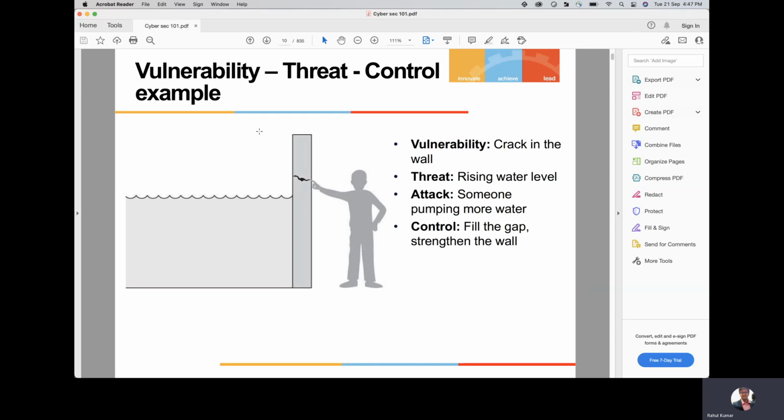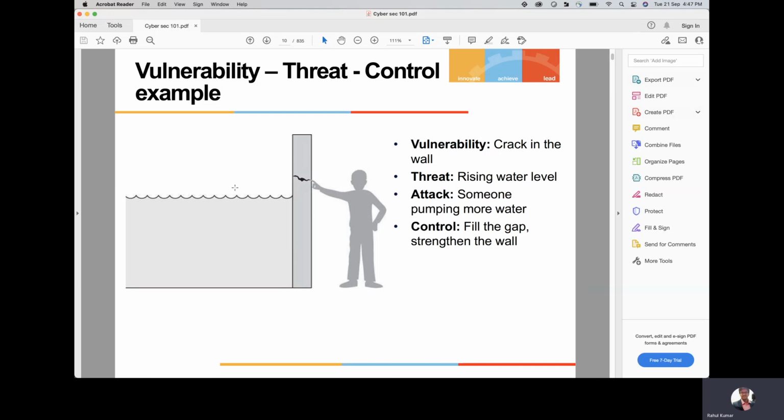So this is one more scenario. It's a graphical representation of these words. If you see here, what is the vulnerability? This is a wall. It has a crack in it, so that's a vulnerability. What is a threat? The threat is the rising water level.